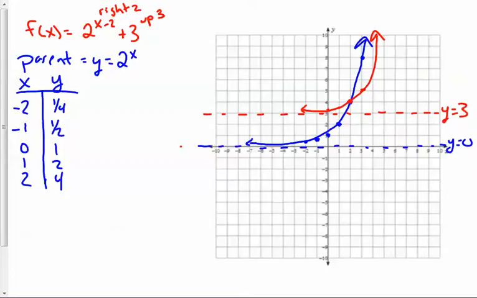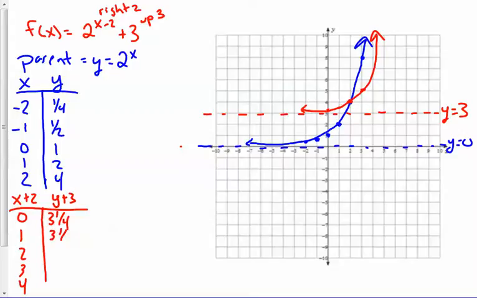Now you could do this with a table of values by understanding that 2 has been added to x and y has been moved up 3. You can make a new table of values if you like, which gives you 0, 1, 2, 3, 4 for x, and 3 and 1/4, 3 and 1/2, 4, 5, and 7 for y. So there's our other point.